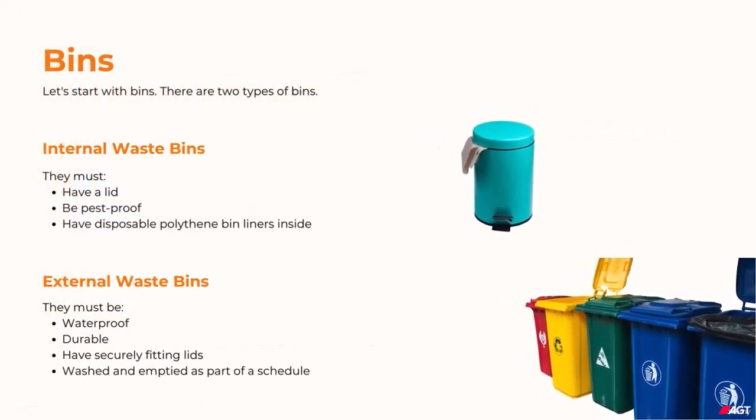Bins. Let's start with bins. There are two types of bins. Internal waste bins must have a lid, be pest-proof, and have disposable polythene bin liners inside. External waste bins must be waterproof, durable, have securely fitting lids, and be washed and emptied as part of a schedule.